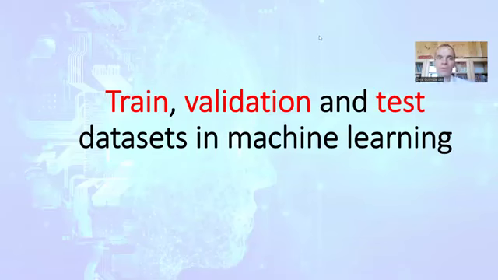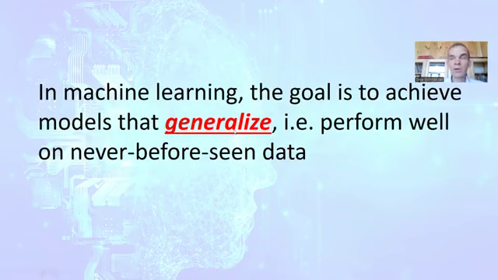In this video, we're talking about train, validation, and test datasets in machine learning. In machine learning, our goal is usually to generalize, to create, for example, a classification model, a classification method, which performs well on never seen before data.